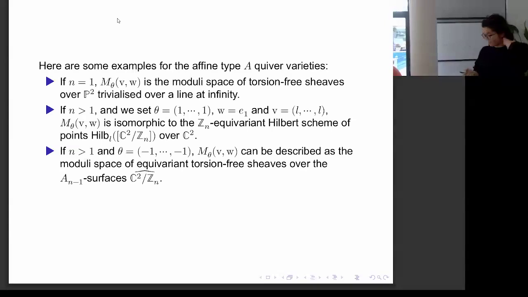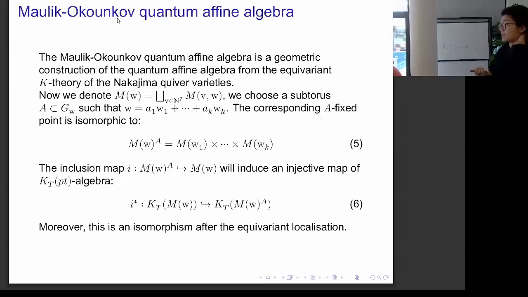So you can see that there is a lot of good geometry inside these quiver variety models, and this is really good from the geometry side. So how does it go with the construction of the quantum affine algebra? The quantum affine algebra constructed using the geometric side of the RTT formalism is called the Maulik-Okounkov quantum affine algebra, because it was first proposed by Maulik and Okounkov in the paper where they tried to construct the Yangian in the geometric sense.